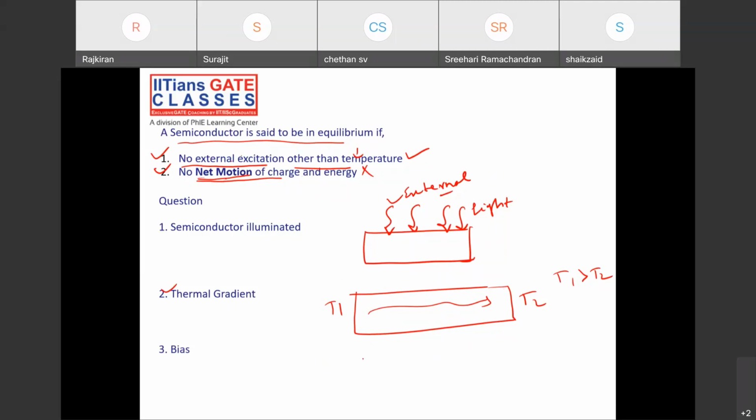Third condition. Guys, you should respond so that I will also be very active. Suppose I have a voltage supply. Tell me whether this is in equilibrium or non-equilibrium.